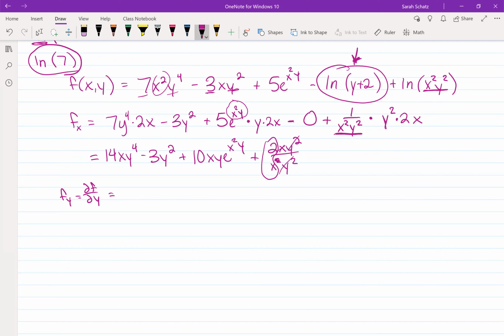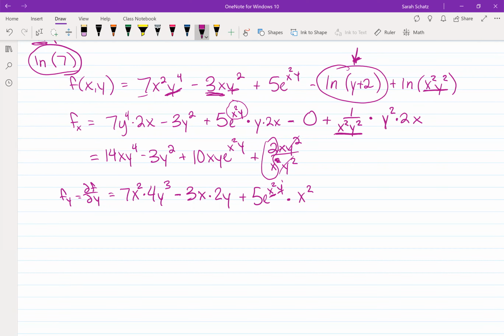All right, back to the beginning. 7x squared y to the 4th. If y is our variable, then 7x squared is a coefficient. The derivative of y to the 4th is 4y cubed. Next term, 3x is a coefficient. Derivative of y squared is 2y. Next term, you guys, the whole 5e to the x squared y is going to come down. When I do the chain rule, you guys, x squared is just a coefficient on y to the 1st. So the derivative of x squared y is just x squared.